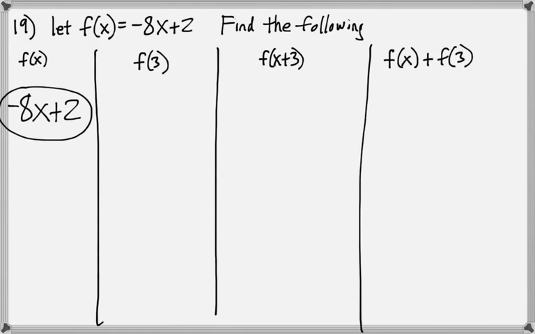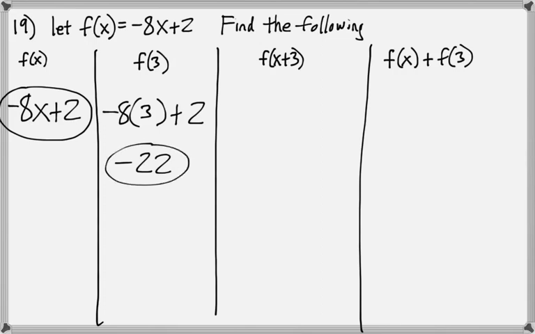F of 3, so I'm just going to copy my original function, and instead of x here, you want to plug in 3. So if I simplify this, I get negative 22.